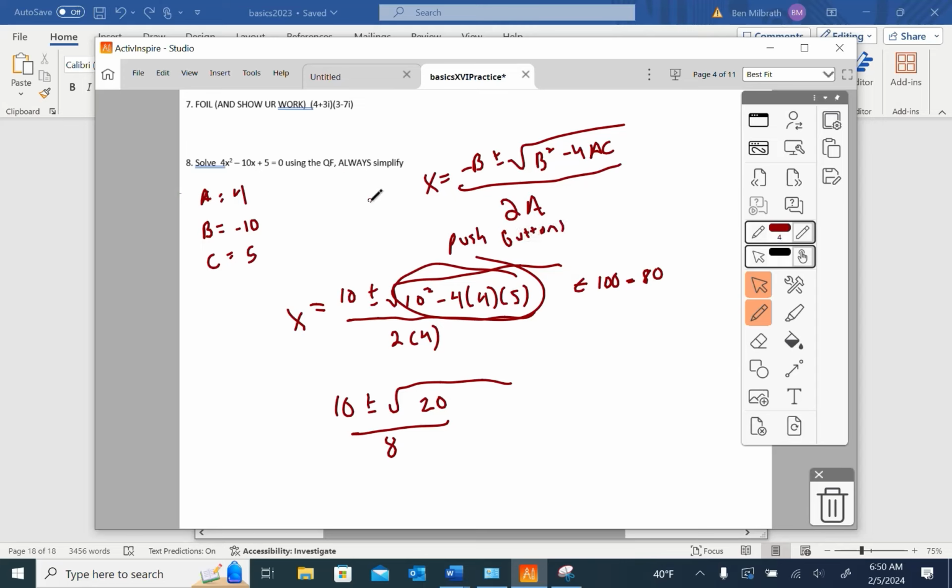By the way, nothing saying you can't just type this in and push buttons. Nothing saying that. You can go to your calculator. You can type 10 squared minus 4 times 4 times 5. And you can push buttons.